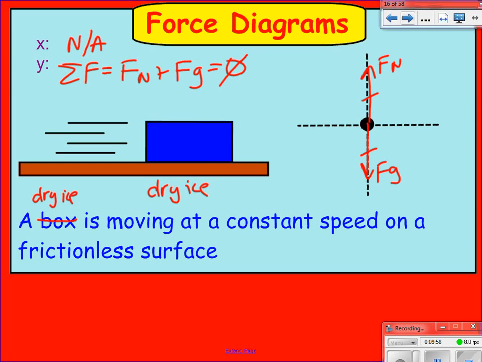So you can have something moving and not have any forces, such as this case right here. There are no x forces, and yet the object is moving. Remember, the forces are not necessarily dictating motion. The forces are dictating change in motion. If there's no forces there, the motion can't change, and that's why it's going at a constant speed.